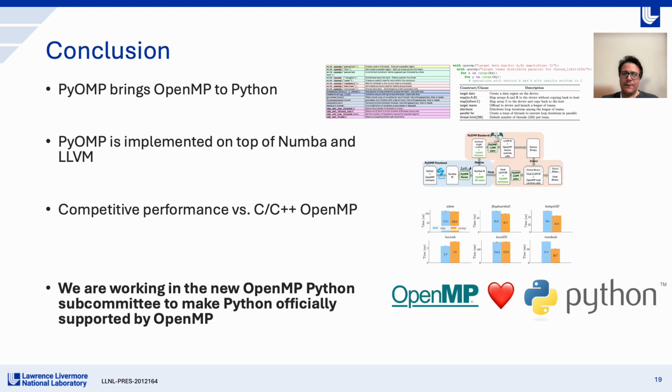Concluding, PyOMP brings OpenMP parallel programming for CPUs and GPUs to Python. It is implemented on top of production-level infrastructure, the Numba JIT compiler and LLVM. It does show competitive performance compared with C++. Inspired by PyOMP, OpenMP has started a Python language subcommittee and we are working within it to make Python officially supported by OpenMP.